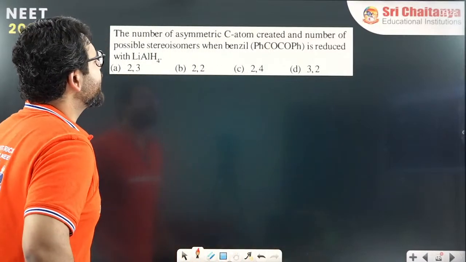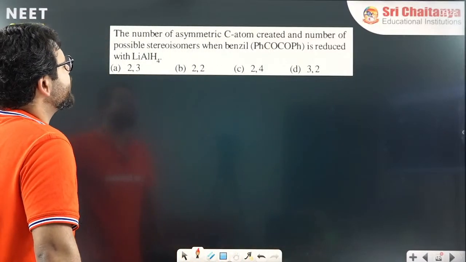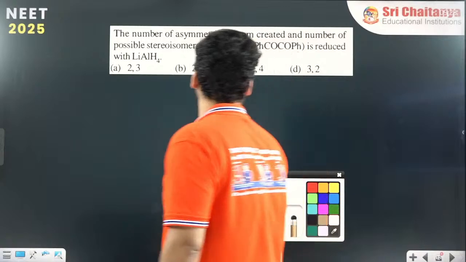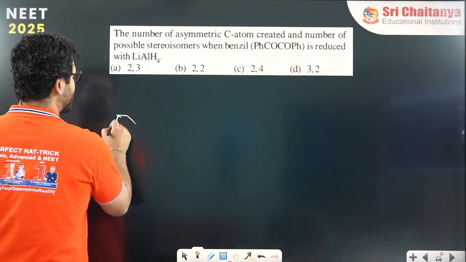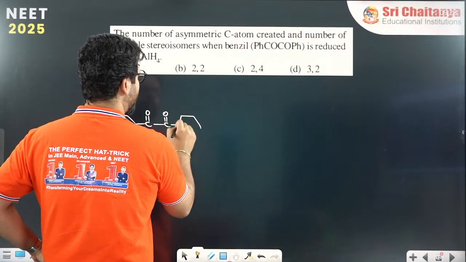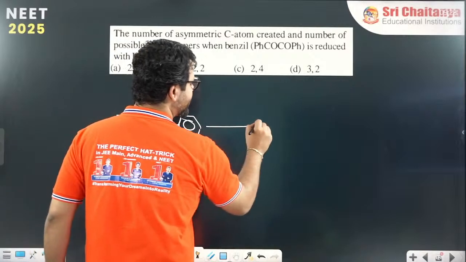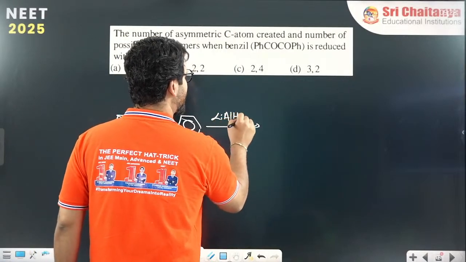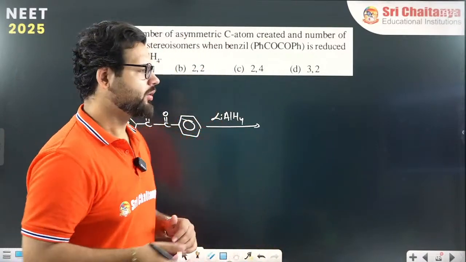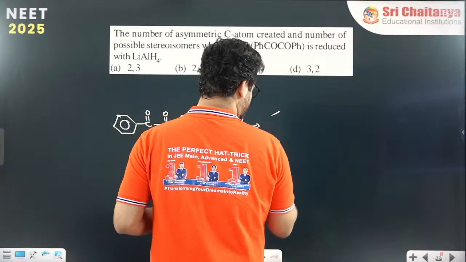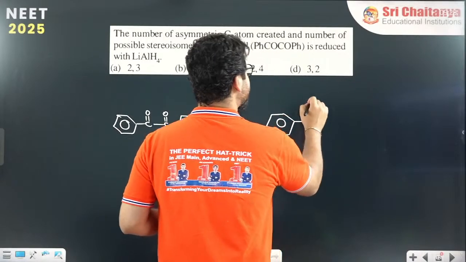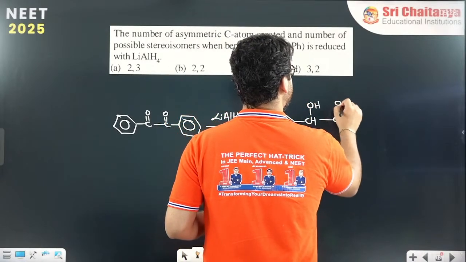The question: the number of asymmetric carbons created and the number of possible stereoisomers when benzil is reduced by LiAlH4. So let's see the question. Phenyl CO-CO-phenyl. This is the dicarbonyl we are starting with, and we are reducing it with LiAlH4. You know, LiAlH4 reduces carbonyl compounds to alcohol. Since it's a ketone, it is going to give you a secondary alcohol. This will become a secondary alcohol. This will also become a secondary alcohol.